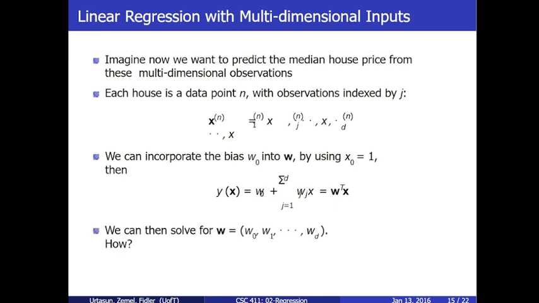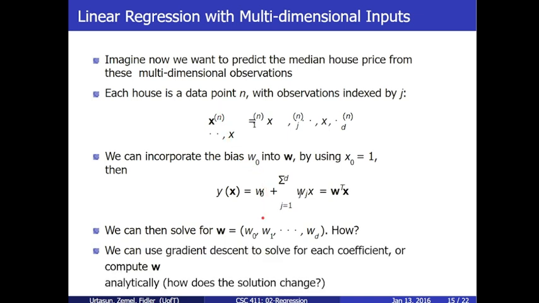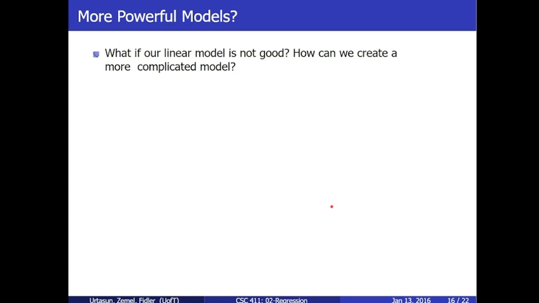Now, how can we solve for W? How do we do this? We can use gradient descent to solve for each coefficient or compute W. And analytically, how does this solution change? So what are some more powerful models? What if our linear model is not good? How can we create a more complicated model?